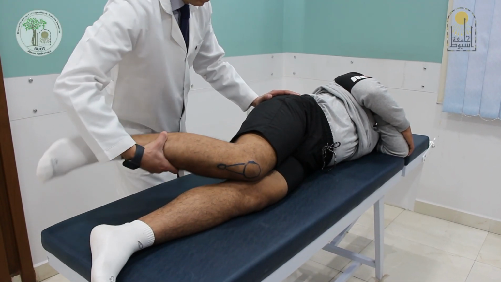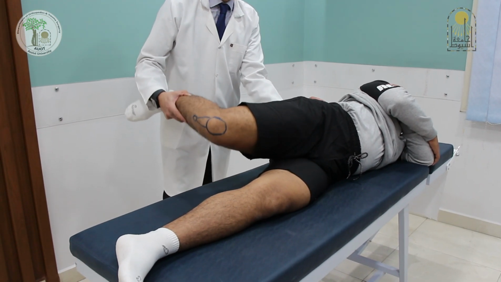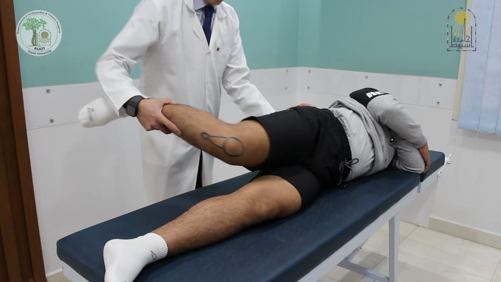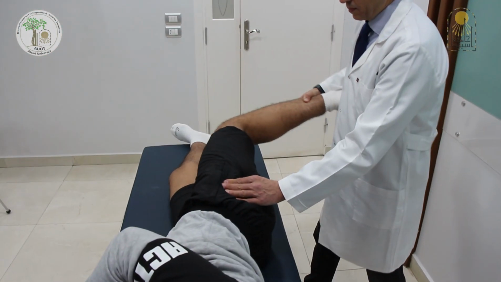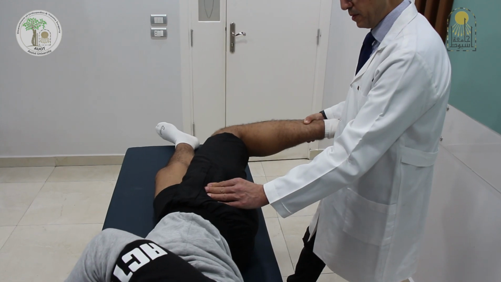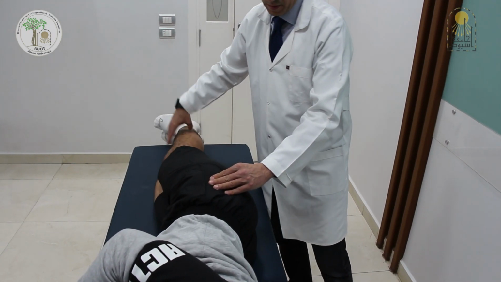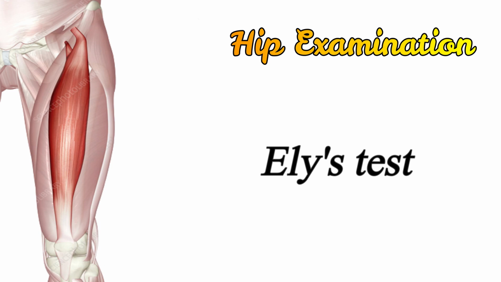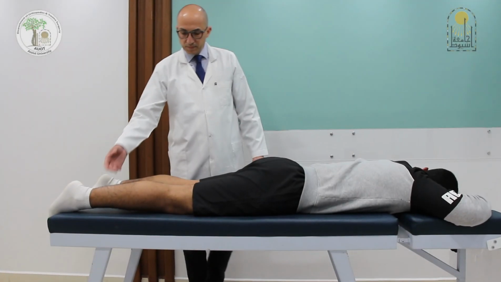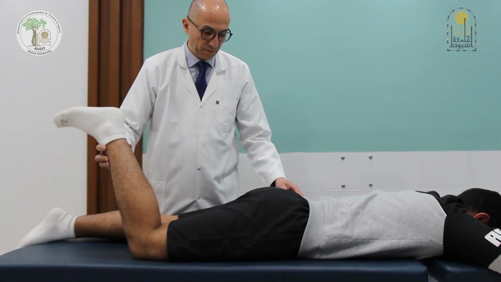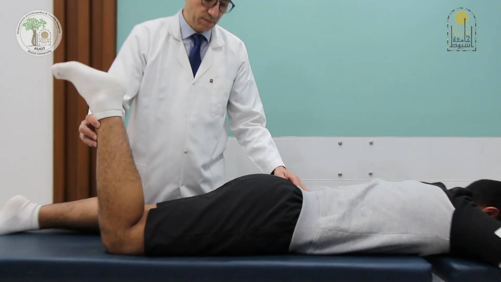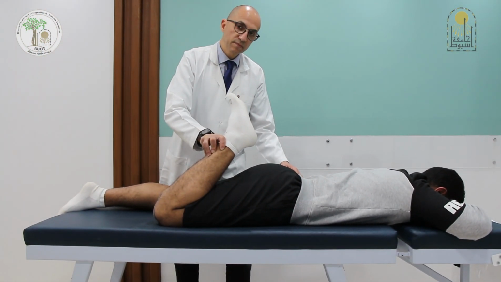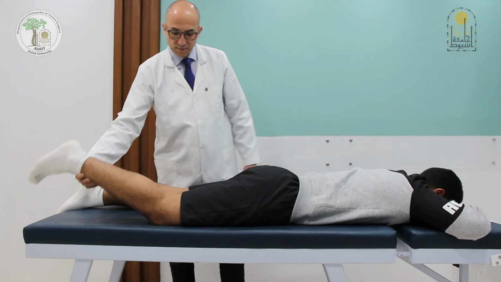The Ober test is used to test for iliotibial band tightness. With the knee flexed, the hip is held straight, and we try to do adduction of the hip. The Ellis test is used to test for rectus femoris tightness. When we try to flex the hip in a prone position, you'll find that the pelvis rises up away from the table. This tells us there is anterior tightness of the rectus femoris.